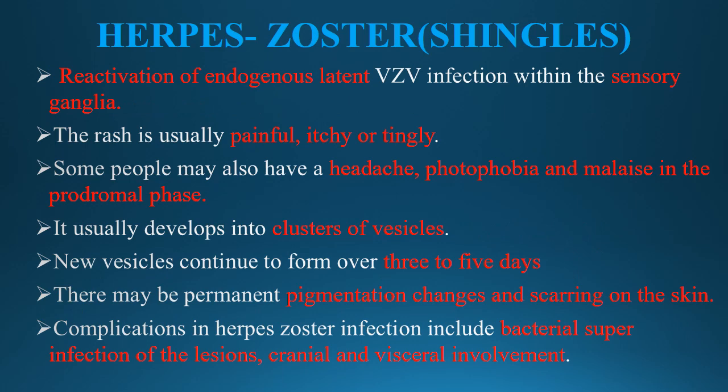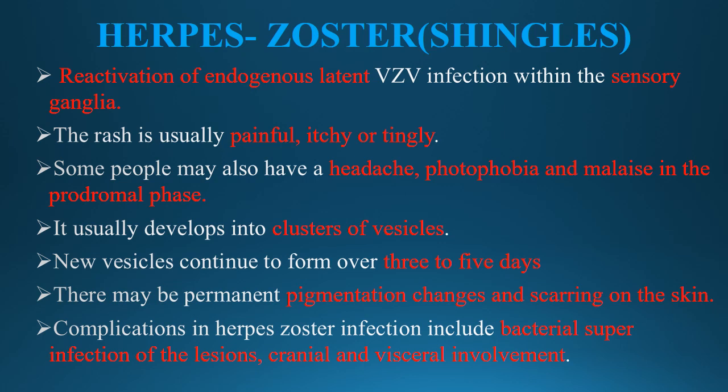Herpes zoster, also known as shingles. It results from the reactivation of the endogenous latent Varicella zoster infection within the sensory ganglia. People with herpes zoster most commonly have a rash in one or two adjacent dermatomes. This rash most commonly appears on the trunk along a thoracic dermatome.